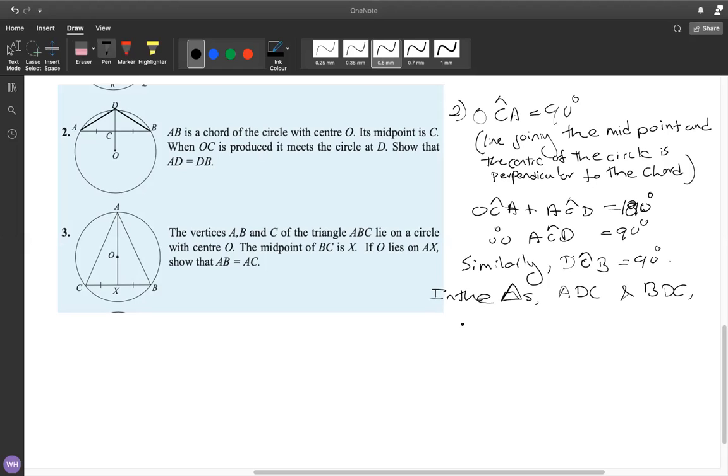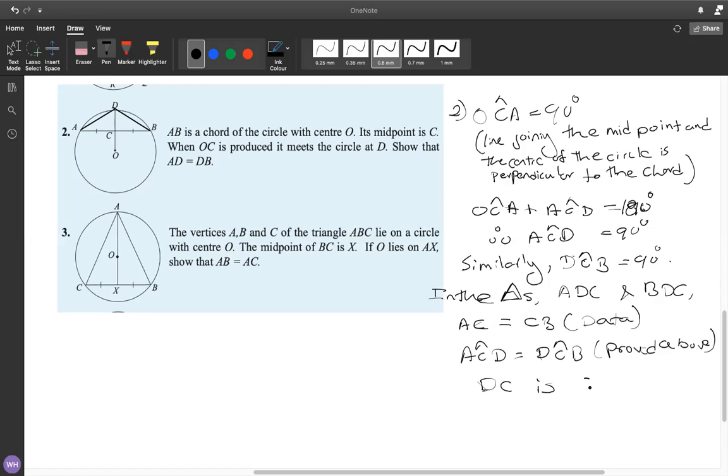AC side is equal to what? CB is given as data, so you can directly write it as data. Then the angle ACD will be equal to the angle DCB. You have proved it above. Don't just write it, you have to prove it above. Okay, here we have proved that. And then you can say that DC is common.